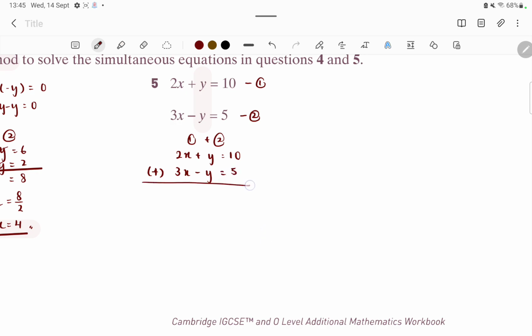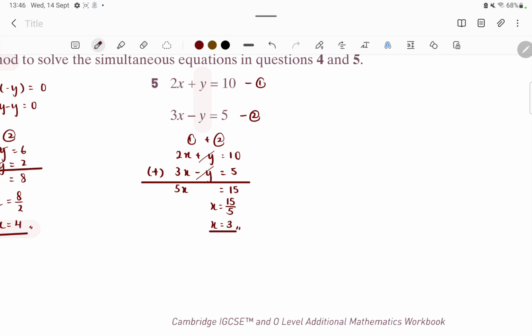So this one, 2x plus 3x, you get 5x. This one cancels out each other, equals 10 plus 5, 15. So 5x equals 15, right? x equals 15 over 5, because we move 5 to the other side. Multiply becomes divide. And then after that, 15 over 5, you should get 3 as your answer.